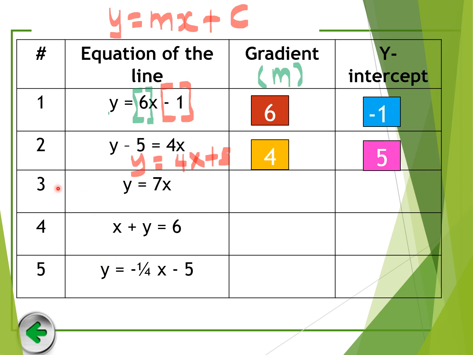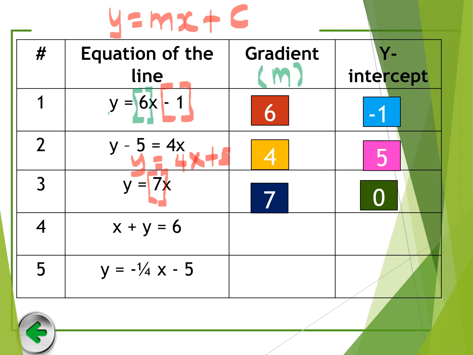Question 3, here we have y equals 7x. So we could see that the gradient is, again, the coefficient of the x term, the value in front of x, but there's no y-intercept, so that's 0.